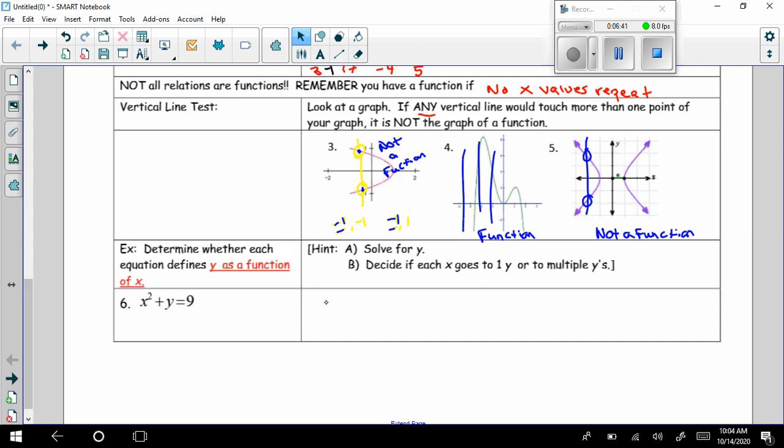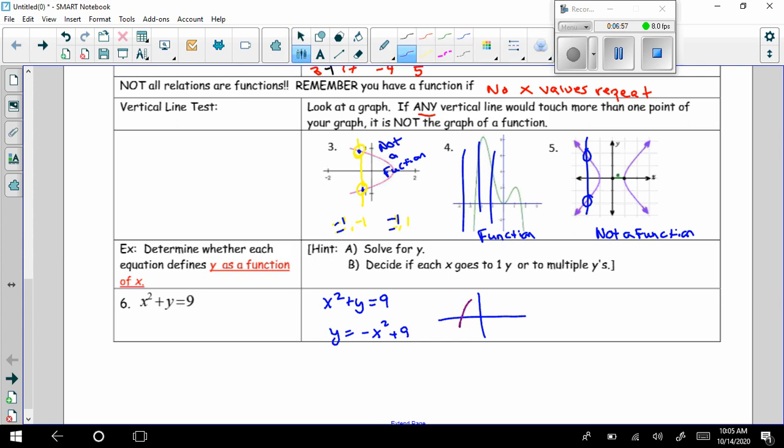So for this one, you have x squared plus y equals 9. So y equals -x squared plus 9. You should, from Algebra 2, be fairly familiar with these types of graphs. This would be a quadratic, so it would graph something like this. And so you can see that every x has its own y.